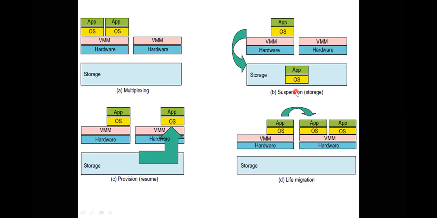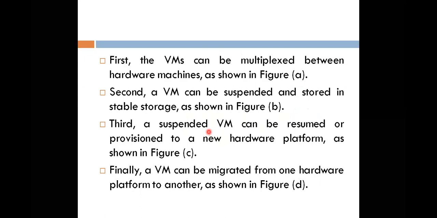So suspension will be there, and then resuming. For resuming, we take any type of the chosen environment and provide the migration. These are the primitive steps that you have chosen, and what I explained earlier is included here. The multiplexing will be done with the hardware machines. Here we are suspending and storing in stable storage. The third thing is we are suspending the virtual machine.